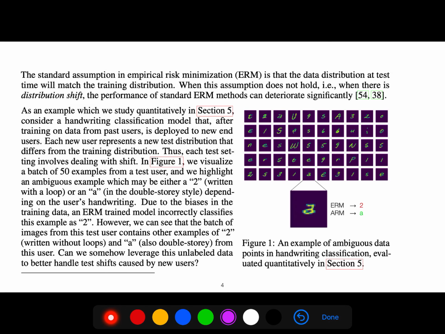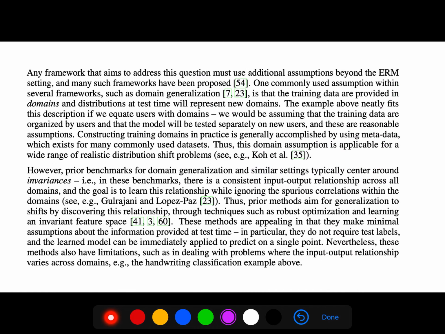So this is an example. We consider handwriting classification. After training on data from past users, the model is deployed to new end users. Each new user represents a new test distribution that differs from the training distribution. And there are many other examples.